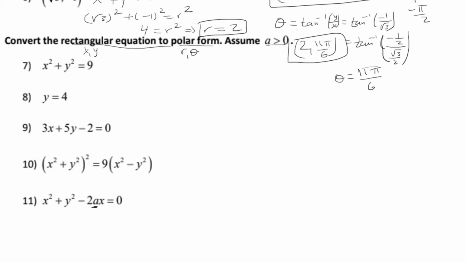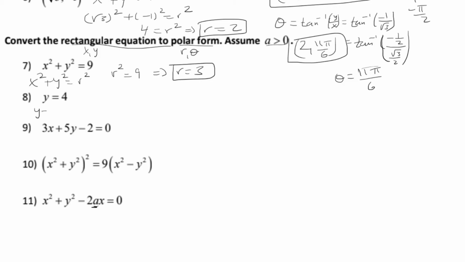Okay, for 7, x squared plus y squared equals 9. We know that x squared plus y squared is r squared. That's one of the formulas we have to memorize. So this equation converts to r squared equals 9, which means r is equal to 3. So that's the form.